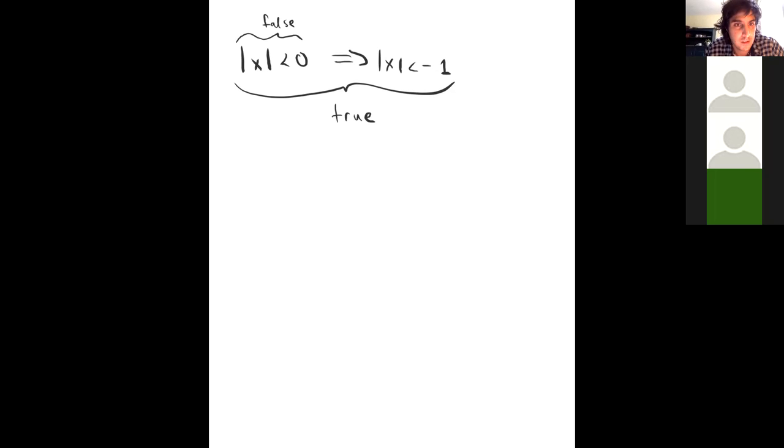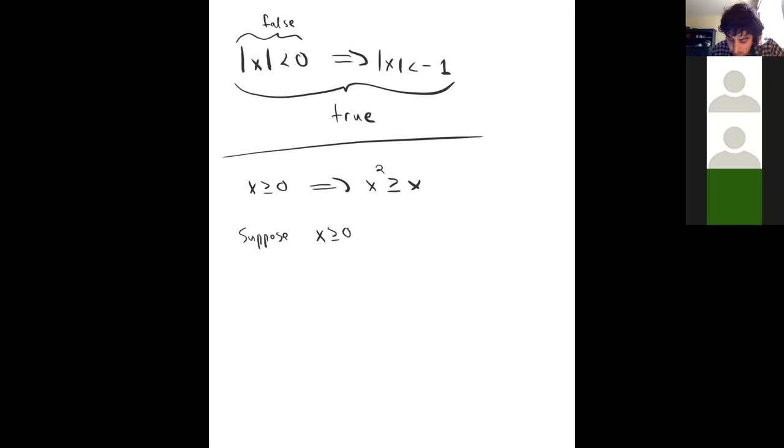Can you explain C? C is that x is greater than or equal to 0 implies x squared is bigger than or equal to x. Yeah, exactly, decimals. This is false. So if you suppose x is greater than or equal to 0, well, let x equal a half. Then x squared is less than x. So the hypothesis is true, but the conclusion is false. So it's false. The answer was D, because the hypothesis in D is false.